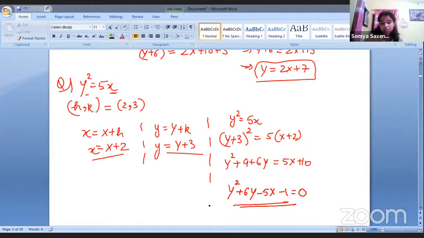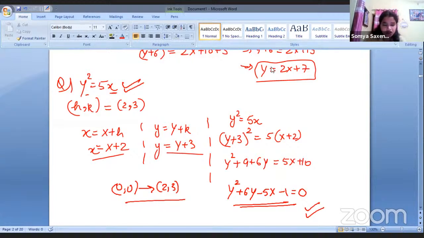All right. So the new equation of this will be converted into this when the origin will be shifted from 0, 0 to 2, 3. So you may all write it. I hope you might have figured it out already. What we have to find.